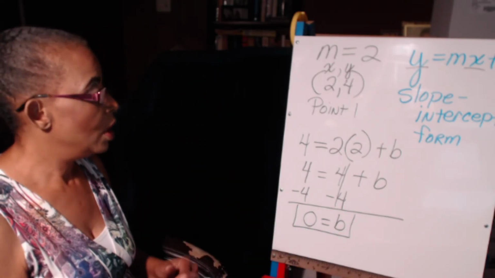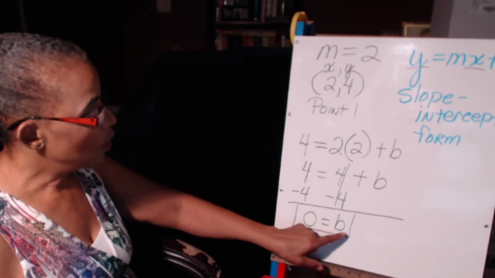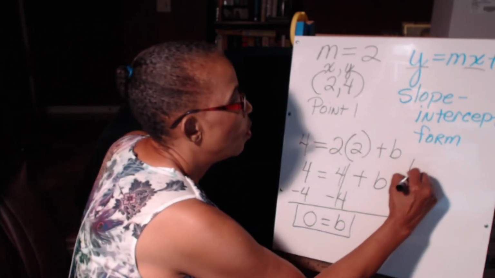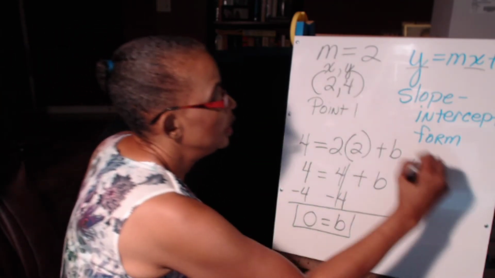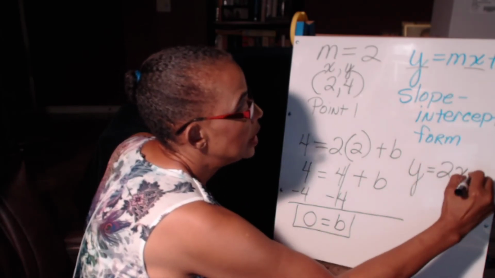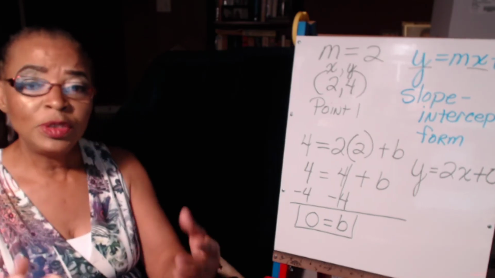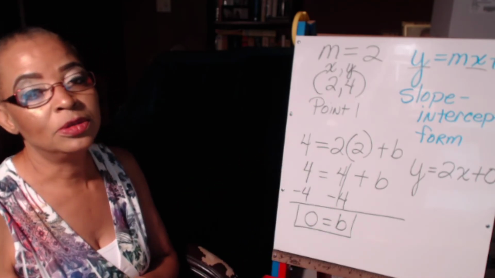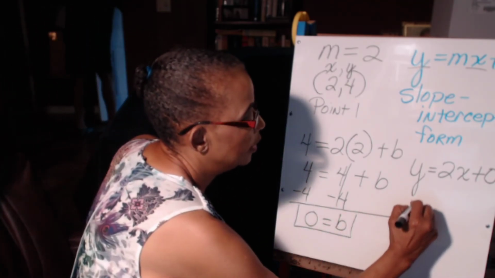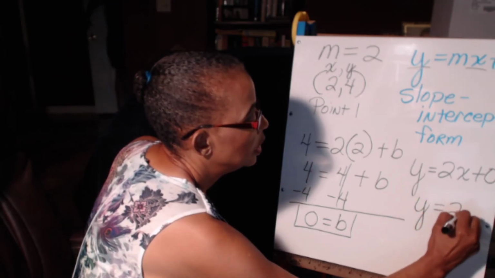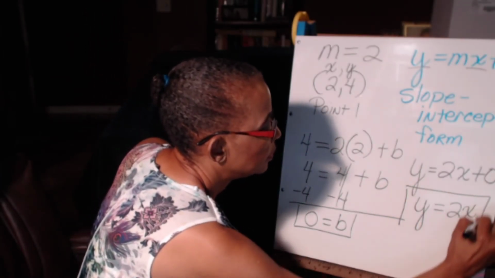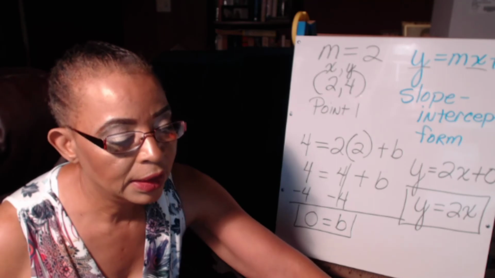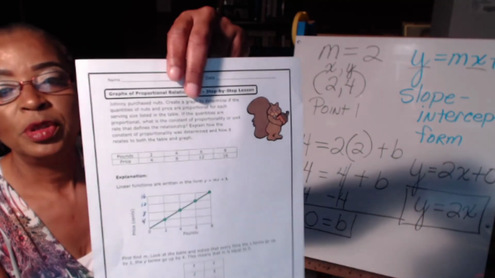Now that I know m and I know b, that's all I need to substitute into this equation. So y equals m is 2, x, b is 0 plus 0. And we generally, by convention, it's okay, there's nothing wrong with it, but we generally do not leave the 0. So my final equation is y equals 2x. So we have created an equation of a line for this particular problem.